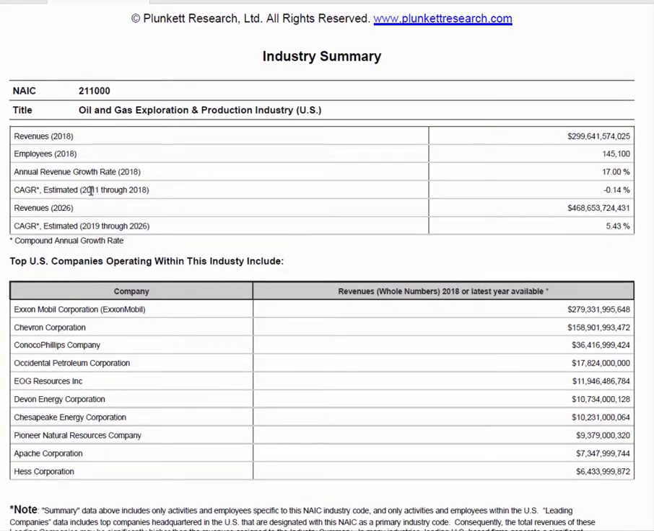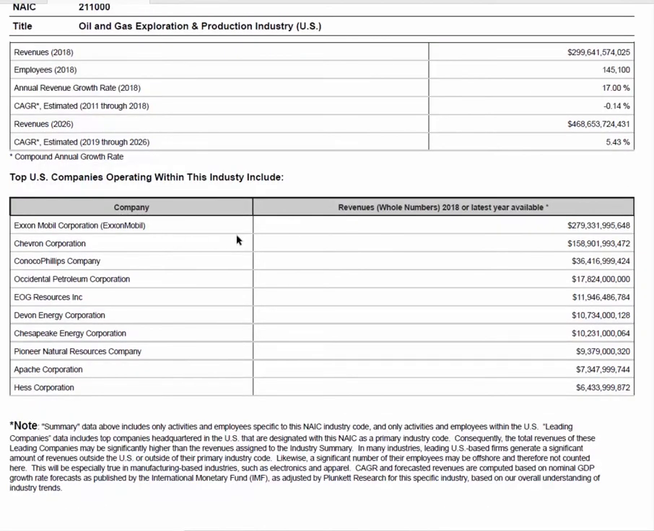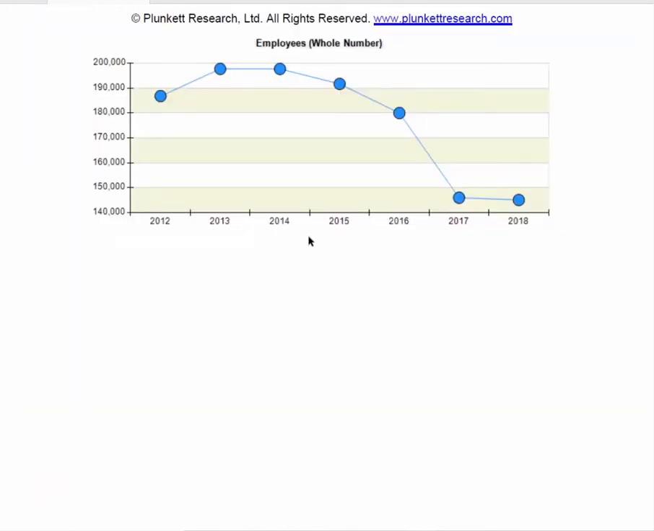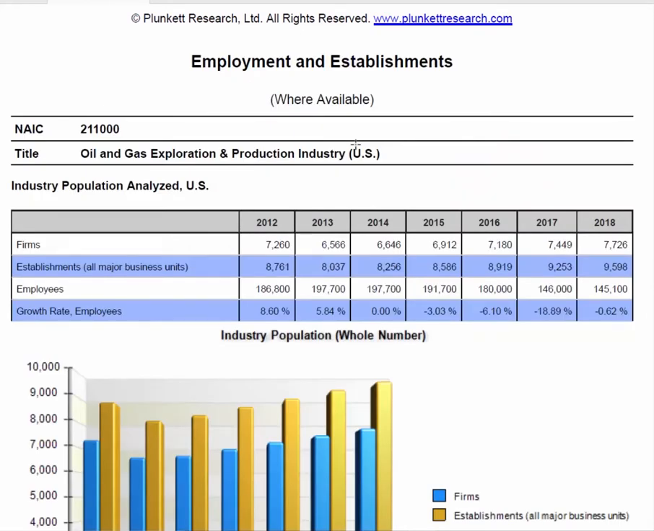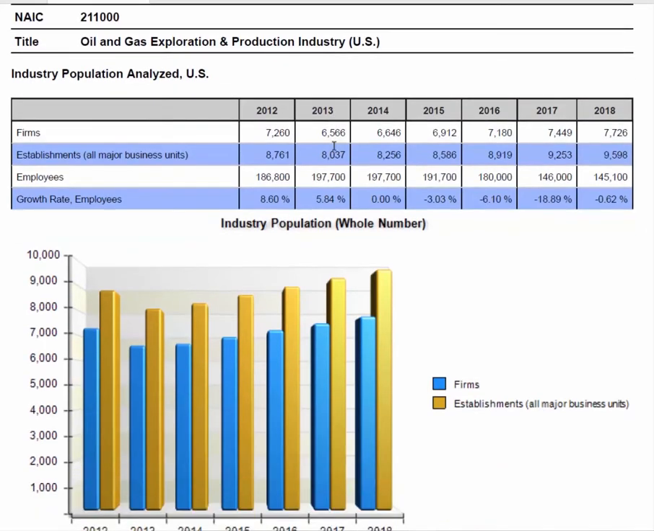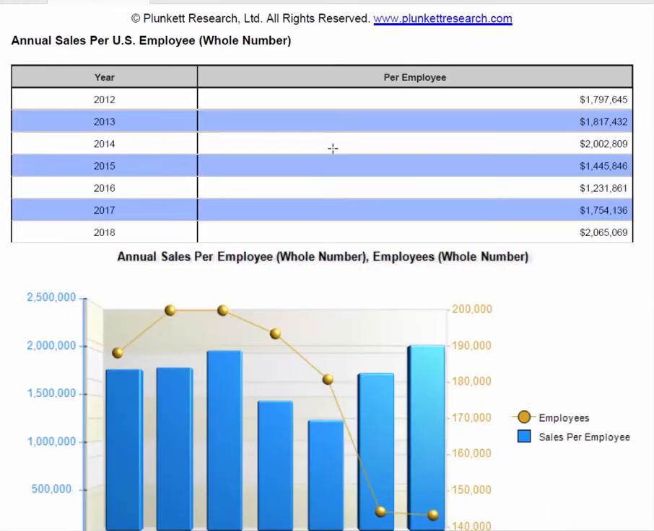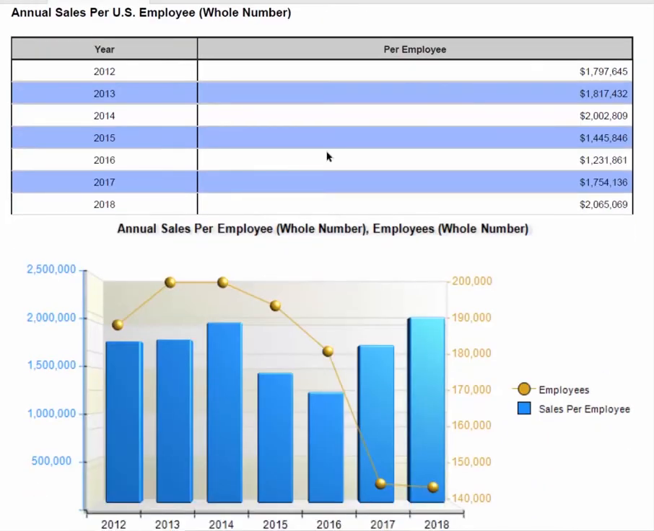And each industry starts with a summary where we cover latest year revenues, annual revenue growth rate, and a projected growth rate for the industry 7 years forward. Here we have top companies by annual revenues, so you can get an idea who the leaders are in the market. We do a lot of data visualization in the report, so you can quickly see on charts how certain things move along through the years, such as number of companies, employees, growth rate in employment. We also do something interesting and highly useful, and that's average sales per employee for each industry, and we give a historic perspective of those sales per employee.